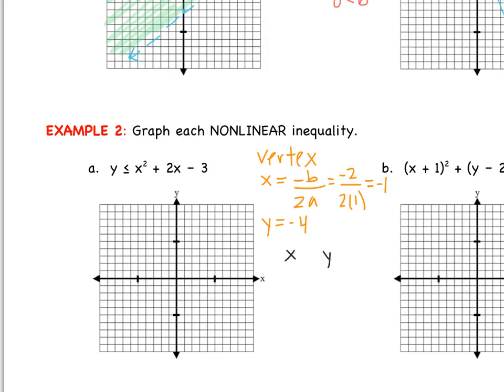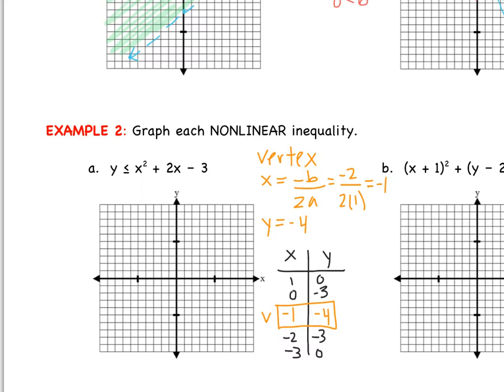Now we can create a table of values, putting that vertex right in the middle. I'll pick some values that surround it, just because we know we're symmetric. All right, nice easy point. When x is 0, we should get negative 3 for y. And since this is a symmetric graph, when x is negative 2, we'll also get negative 3 for y. When we plug 1 into our inequality, we'll get y to be 0, and same goes for when we plug negative 3 in. So now we can go ahead and plot these points.